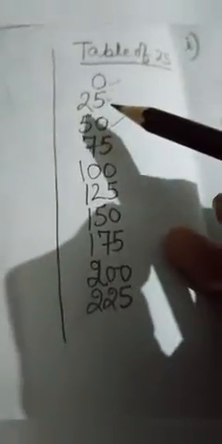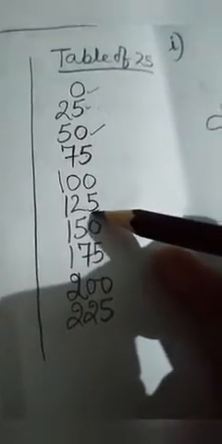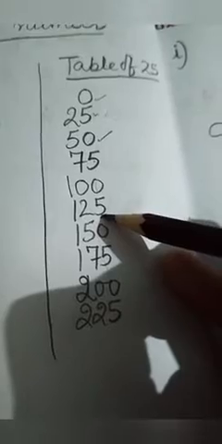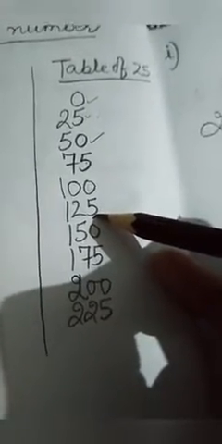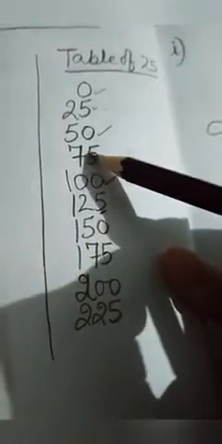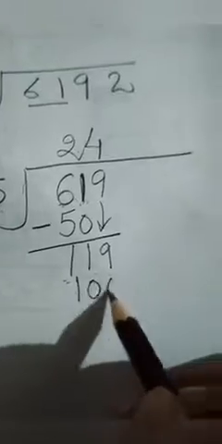Again we will observe the table of 25 to see what can be written under 119. This can be written, this also, this also, but 125 cannot be written because it is greater than 119. So what can be written? 100 we will write. 1, 2, 3, 4. 25 fours are 100, so here we will write 100.